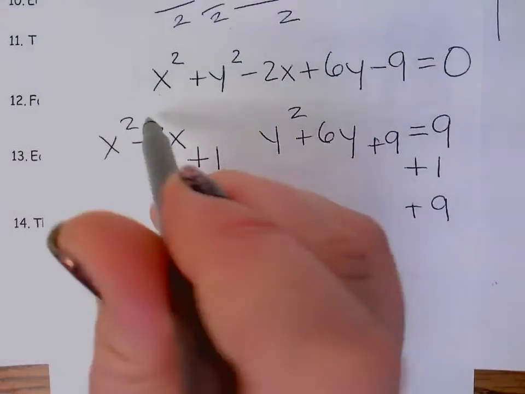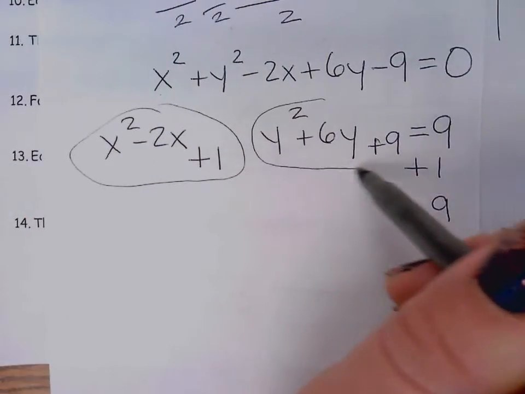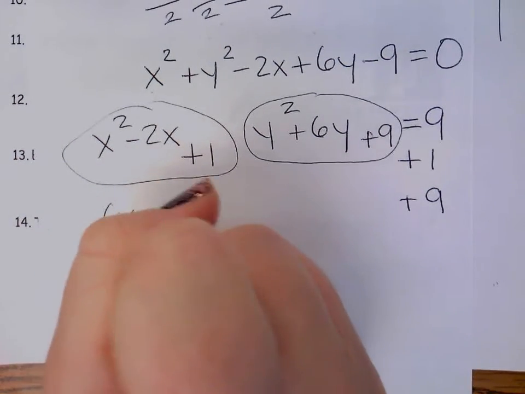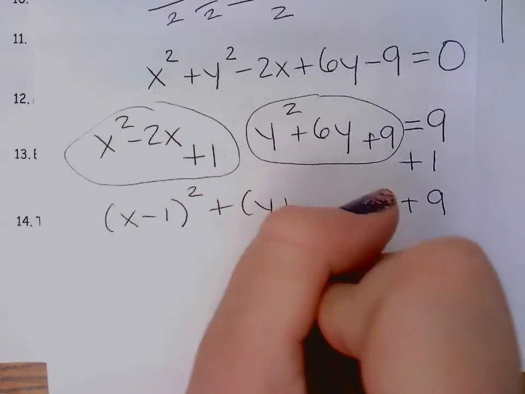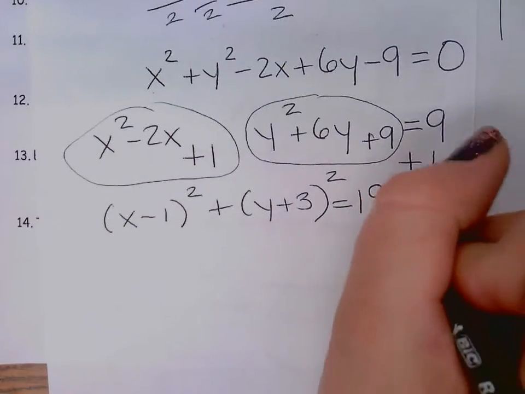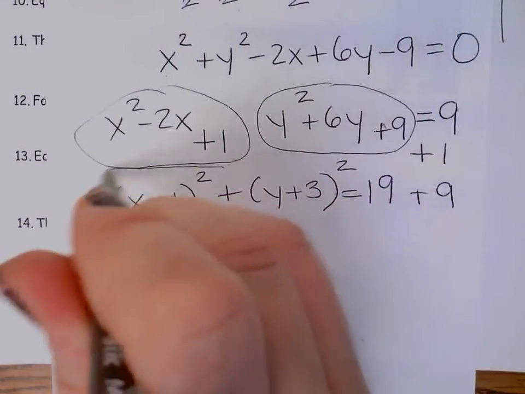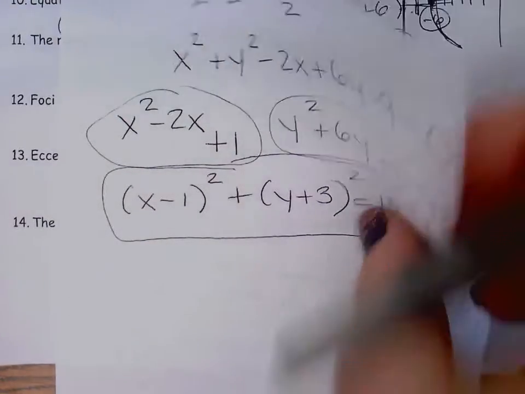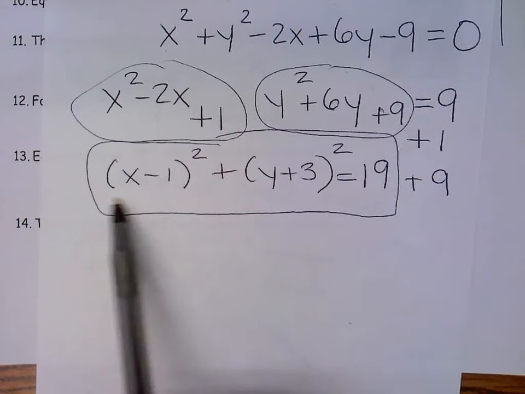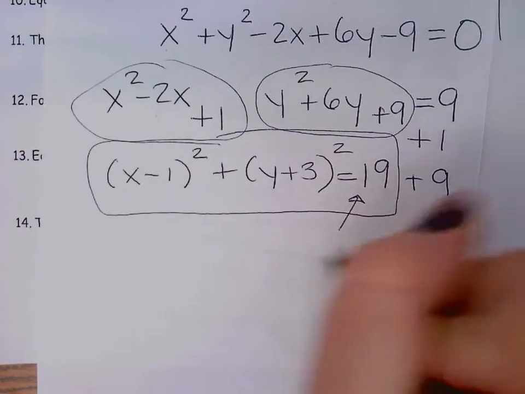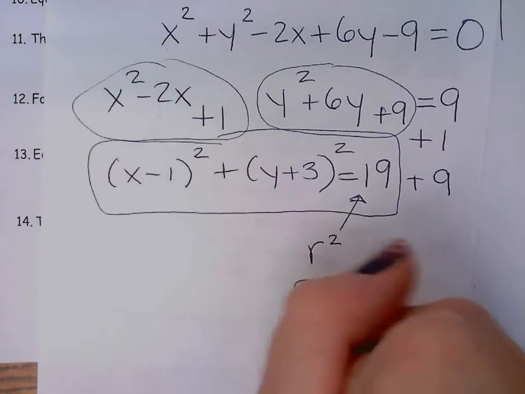And then once I have these completed squares, I can write them in factored form because they're perfect square trinomials. So this would be x minus 1 squared plus y plus 3 squared equals a total of 19. So here's my equation. Now they want me to state the radius. So how do I find the radius from a circle equation? 19 is r squared. So I'm going to take the square root of 19.